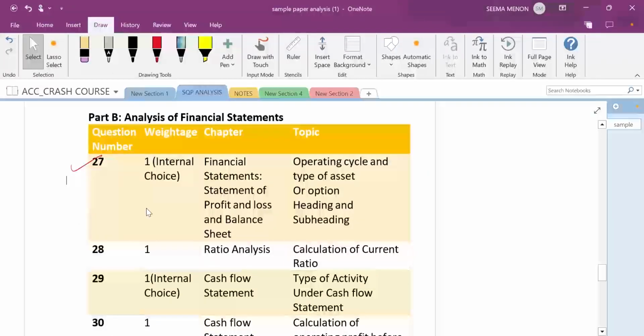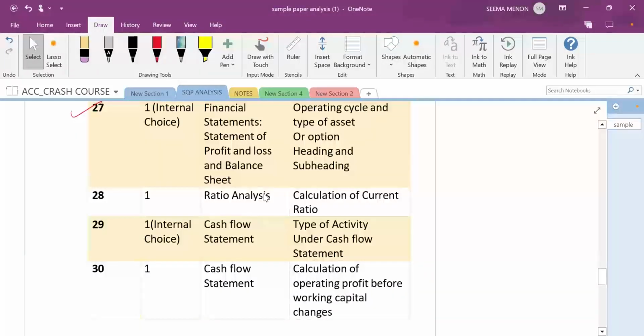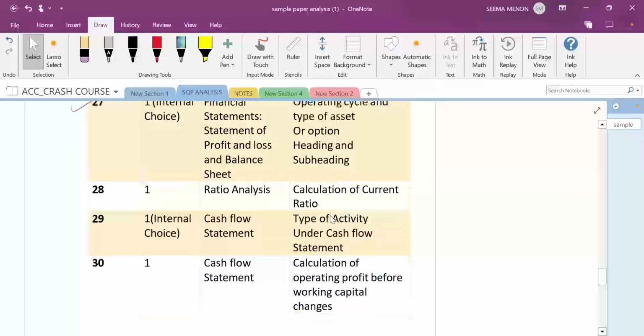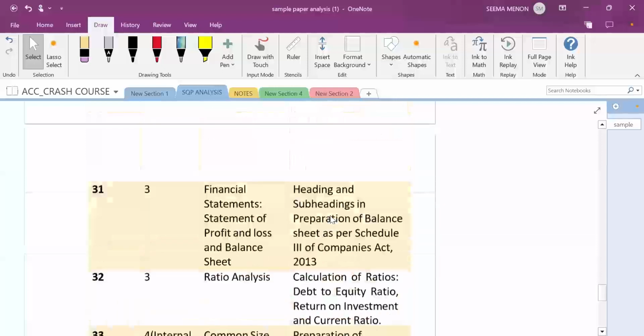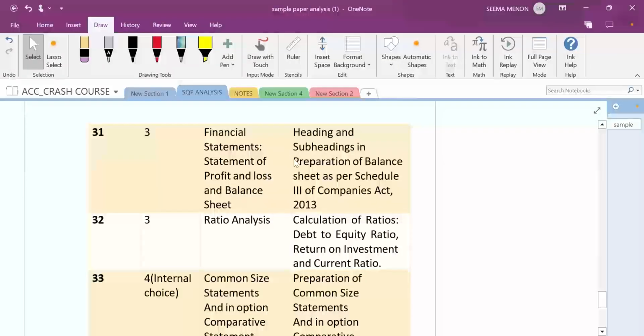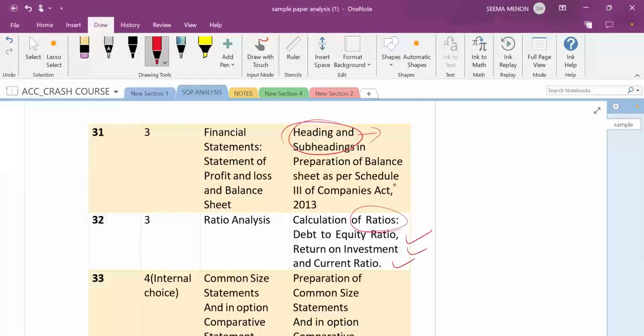There are 4 MCQ questions. Out of those, 2 questions have an internal option. Of these, 2 questions are from the cash flow statement and 2 are from the accounting ratios. The third question is the major heading and subheading from the balance sheet. Then come the ratios. Here also the given ratios are very important. All these three ratios they ask.